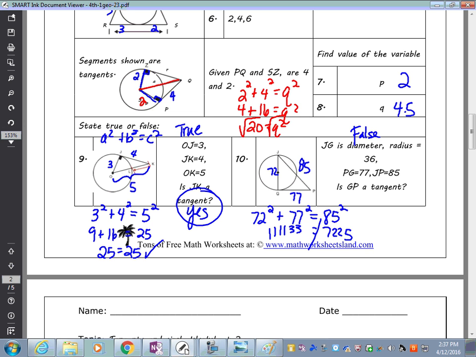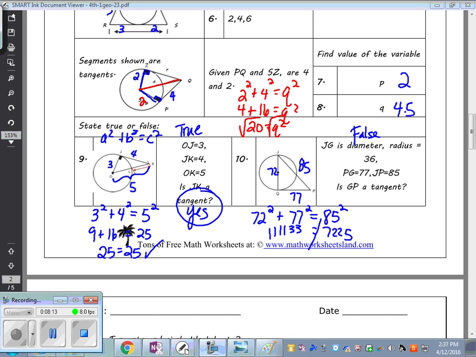All right, so the ones that you didn't complete, you need to complete. Make sure the front and back is done. It should be an easy grade. Be ready for your check tomorrow. Thank you.